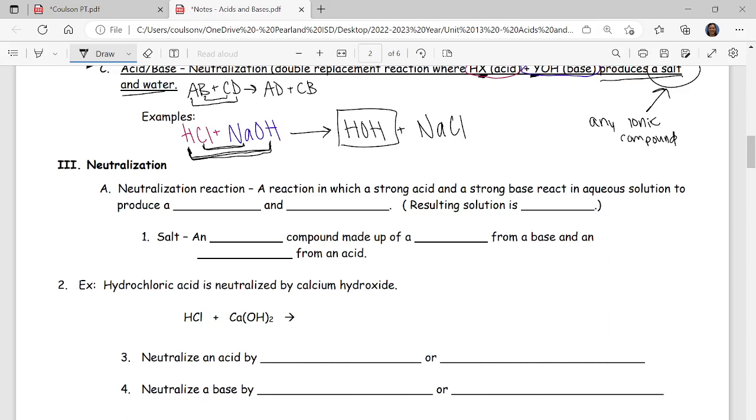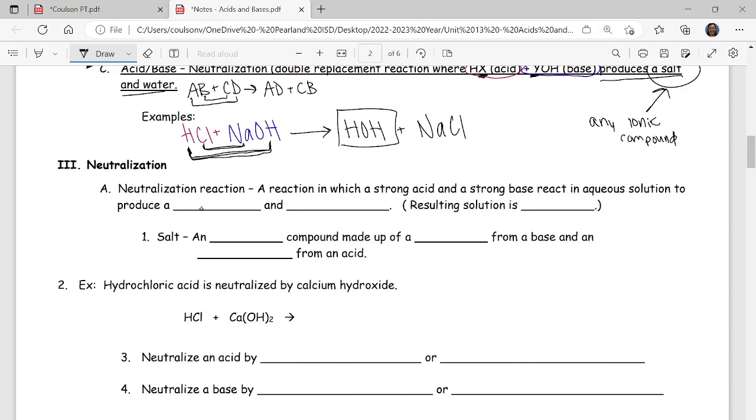Alright, last little bit we're going to get through and then we are done for the day, is neutralization. A neutralization reaction is just another way that we say acid-base reaction. The reason for this is that in order to neutralize an acid, you add a base, and in order to neutralize a base, you add an acid.